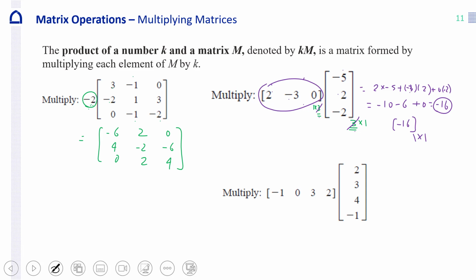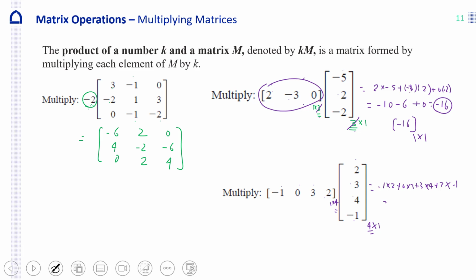Can we multiply this one? Yes, because this is 1 by 4, and this is 4 by 1. So the number of columns of the left one equals the number of rows of the right one. Exactly. You multiply the first one by the first one. So you have minus 1 times 2. The second one by the second one, plus 0 times 3. And the third one by the third one, plus 3 by 4. And the fourth one by the fourth one, plus 2 by minus 1.